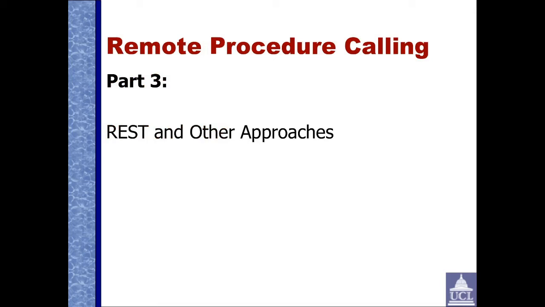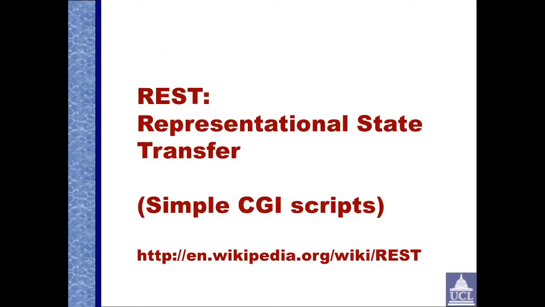Part 3, REST and other approaches. Now, REST is a very complicated name for something that's actually trivially simple. It stands for Representational State Transfer. In reality, it's a simple CGI script that, instead of returning HTML, returns something that is easy for you to parse. That might be XML, it might be something like JSON, or a simple keyword:value type representation of the data.